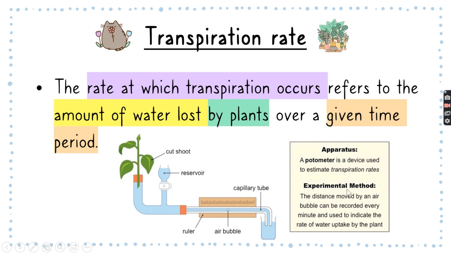So let's just read this part. Experimental method. The distance moved by an air bubble can be recorded every minute and used to indicate the rate of water uptake by the plant. So water being taken up and also being lost. Every minute you can count how much distance the bubble moved. From here to here to here, you count that, and that will give you a rate. And that is what we call the transpiration rate.